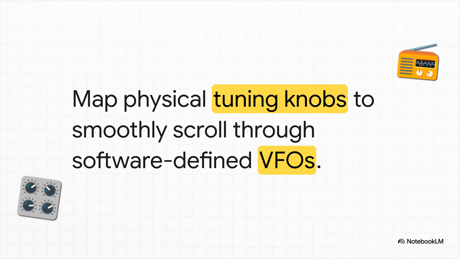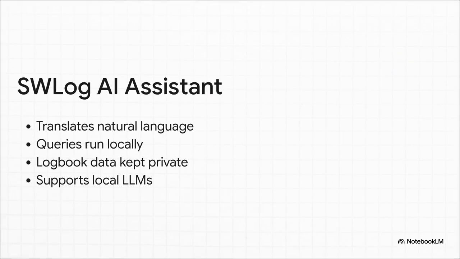Finally, we absolutely have to talk about the AI assistant that is integrated right into SWLog. Get this, you can literally just type in a question using normal, natural language, and the AI will translate that into a complex SQL query for you. But here is the absolute most important part, especially when it comes to your privacy. That query runs entirely against your local database. Your private logbook data is never sent out to some AI cloud server unless you explicitly go out of your way to click the Analyze Results button.